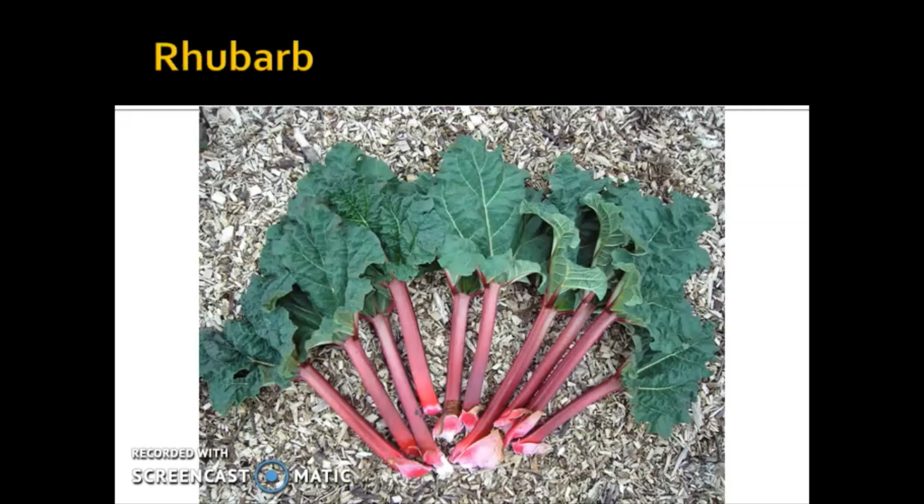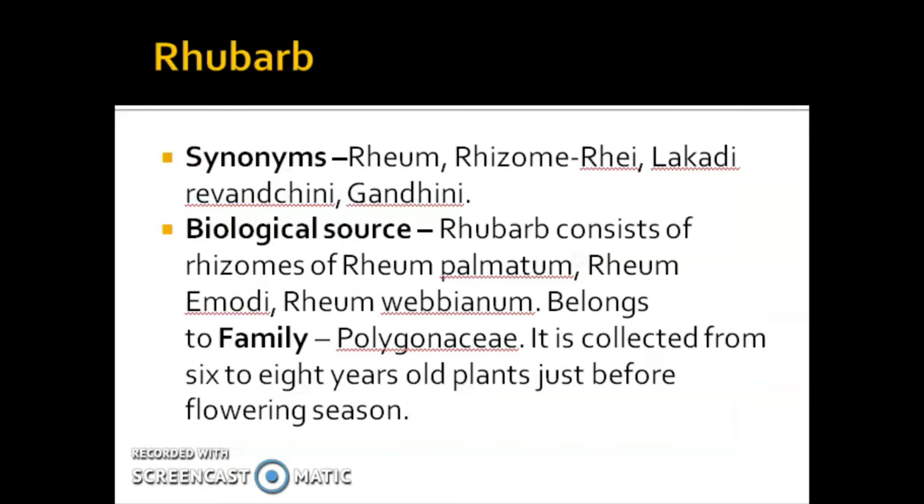Next is rhubarb. Synonyms: rheum, rhizoma rhei, lakdi, revandchini and gandhini. Biological source. Rhubarb consists of rhizomes of Rheum palmatum, Rheum emodi, Rheum webbianum and belonging to family Polygonaceae. It is collected from 6 to 8 year old plants just before flowering season.